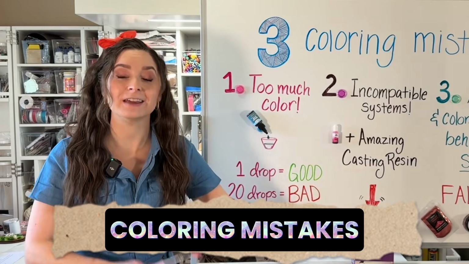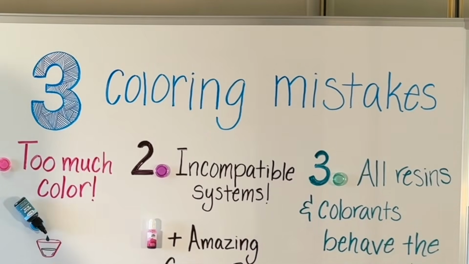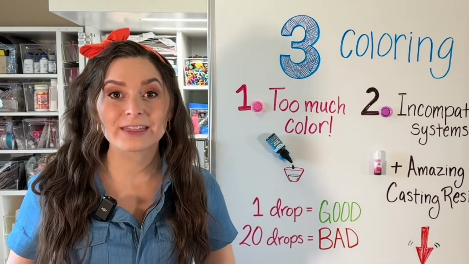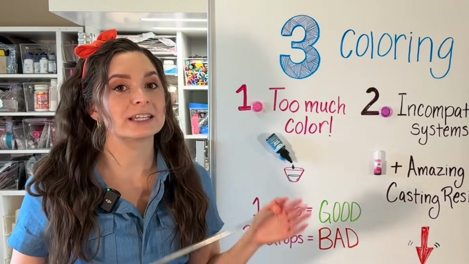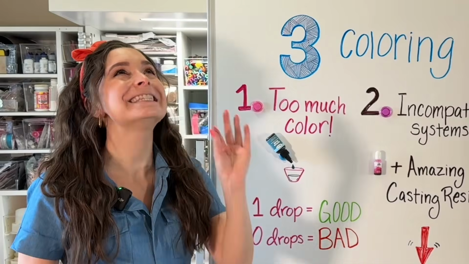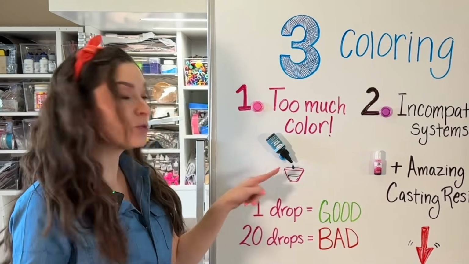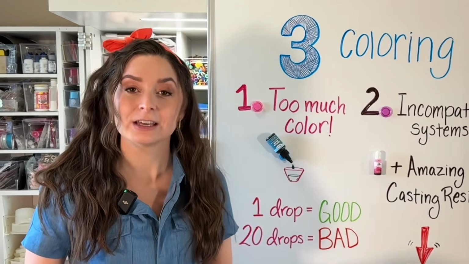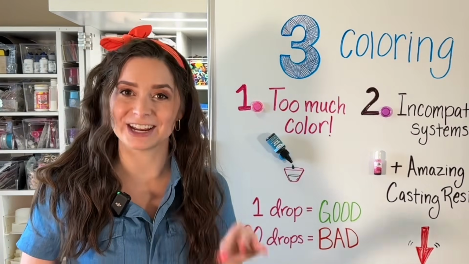But before I leave, I wanted to leave you with the three most common coloring mistakes. The first one is adding too much color. That's a big thing, especially with our Alumilite dyes, because they are so concentrated. You just need a tiny amount. If you were working with a 1 ounce cup, even 1 drop would probably be overkill for your project. So always start with a tiny amount, and then you can always add more to get your desired look.